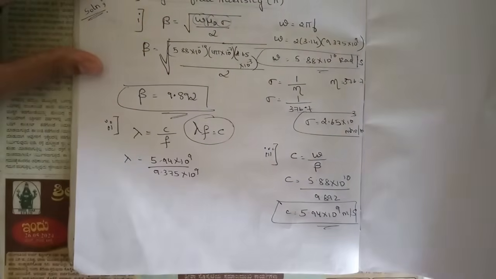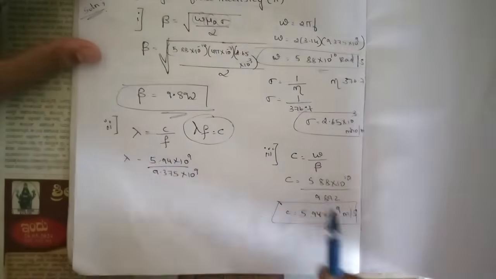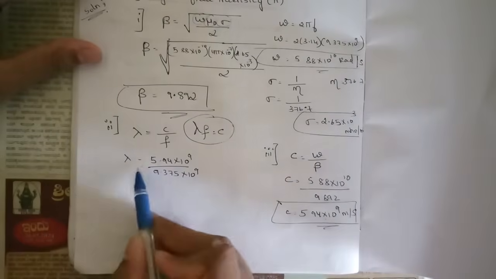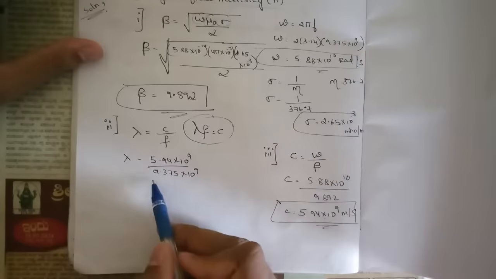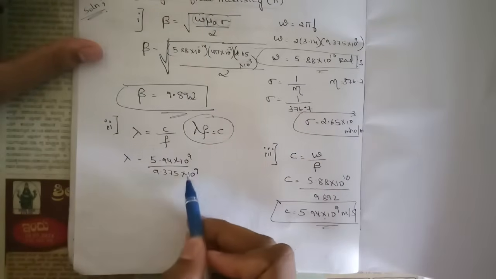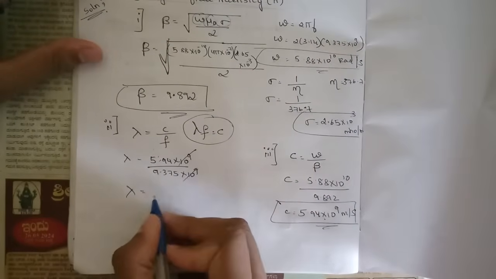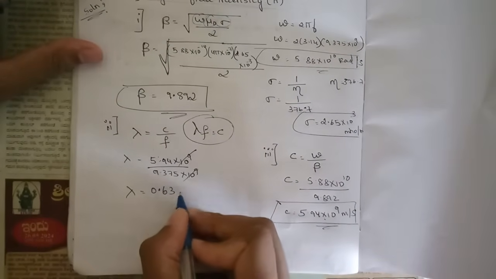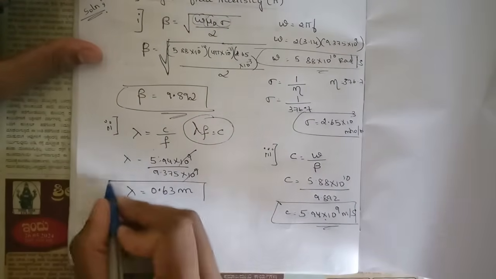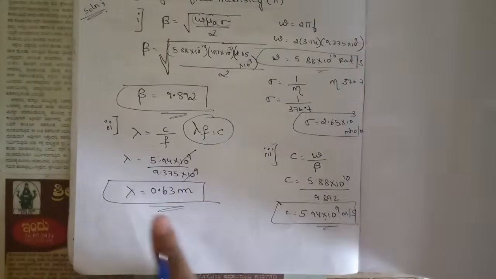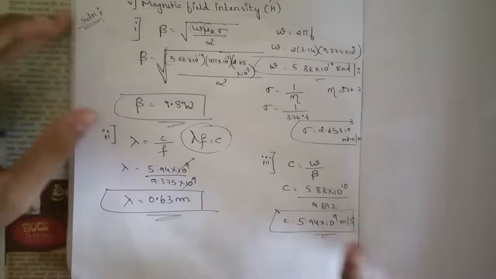So the value of c is 5.94 into 10 power 9 divided by frequency. In the question they have mentioned 9.375 gigahertz. Giga means 10 power 9, so we can cancel these two, and when we divide this, the answer we are getting is 0.63. The unit of wavelength is meter. So this is the answer for wavelength and velocity of propagation.